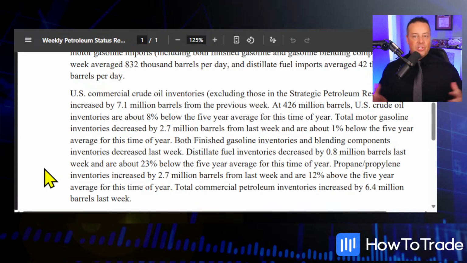Listen, we're not economists. You're not an energy expert. I'm an energy expert. You don't have to be an expert to trade crude oil successfully. You don't. But you got to know what moves the markets. Every week, this moves the markets. Now, third paragraph is what we want.